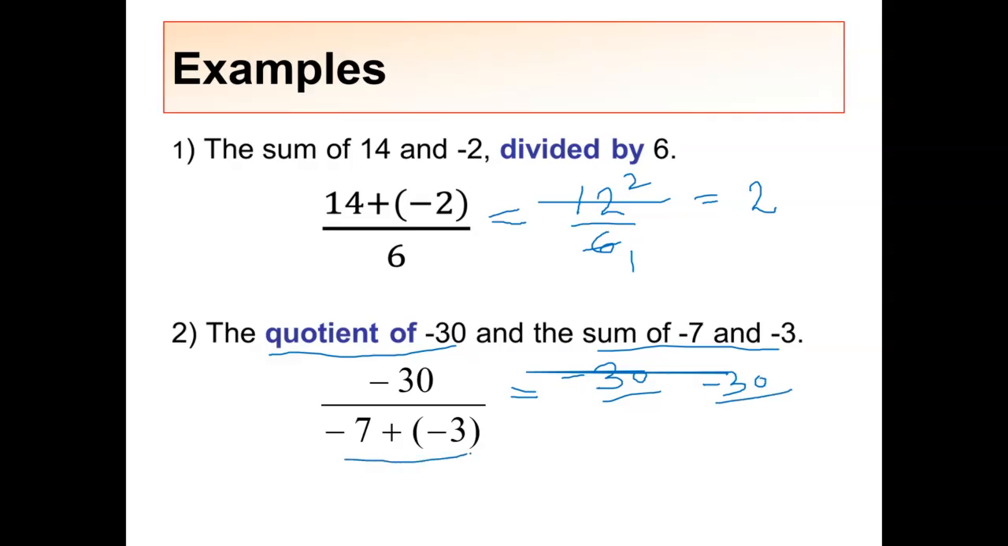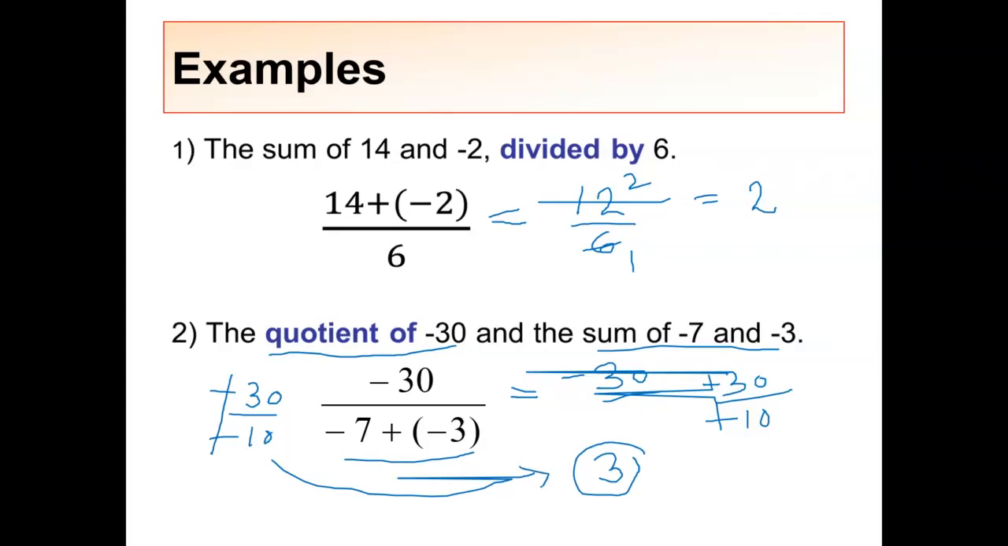And then negative 7 plus negative 3 will give you negative 10. A negative and a negative will cancel, and then 30 over 10, when you reduce, you're going to get 3. So the final answer will be 3. Negative 30 on the top, and then the bottom was negative 10. So I canceled the negative and negative, and then 30 over 10 gave me the answer 3.